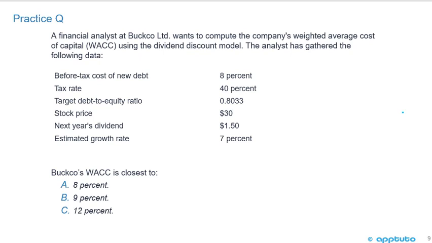A financial analyst at Bucko Limited wants to compute the company's weighted average cost of capital using the dividend discount model. The analyst has gathered the following data. The before-tax cost of new debt is 8%, the tax rate is 40%, the target debt to equity ratio is 0.8033, the stock price is $30, next year's dividend is $1.50, and the estimated growth rate is 7%. Bucko's weighted average cost of capital is closest to A, 8%, B, 9%, or C, 12%.